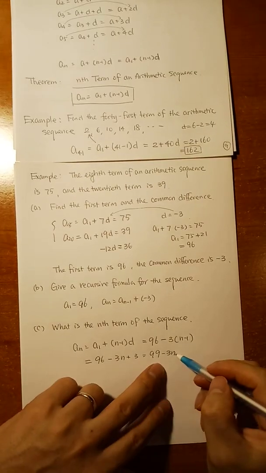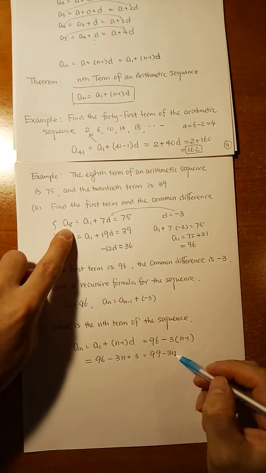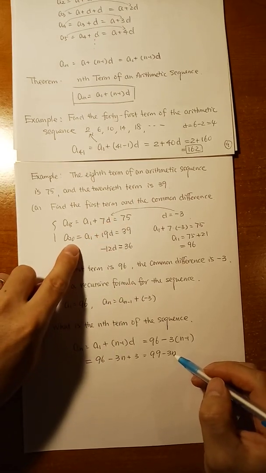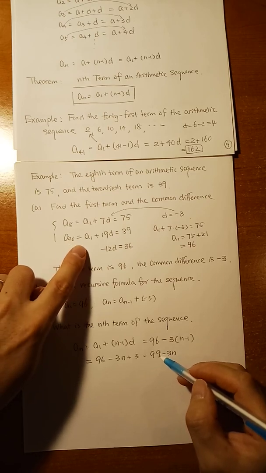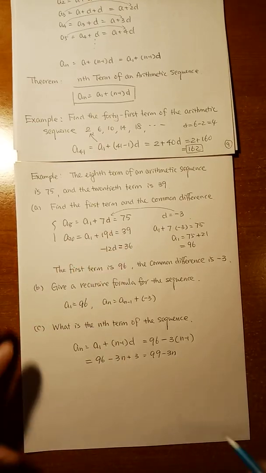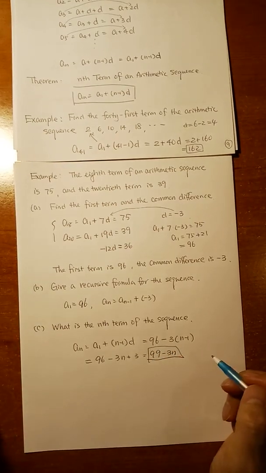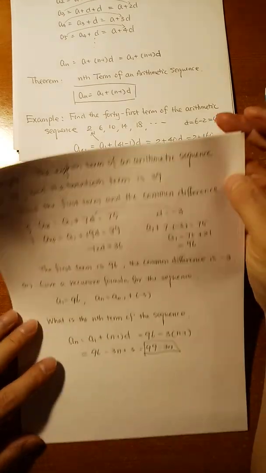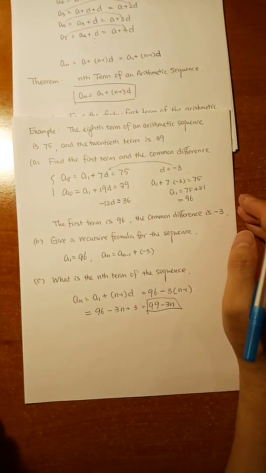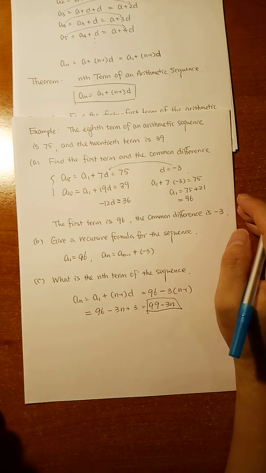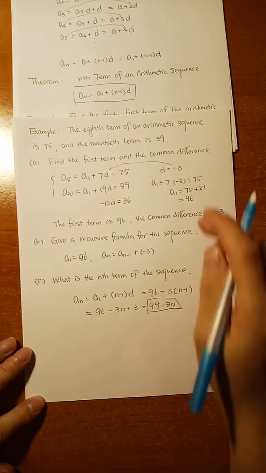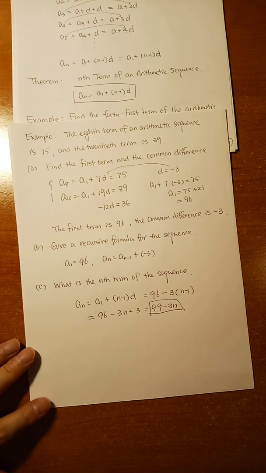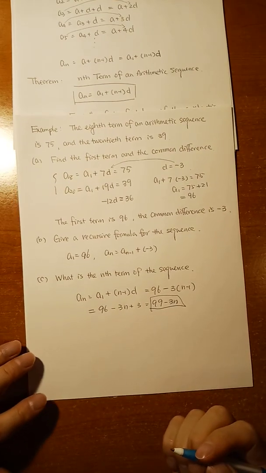So we can verify it. When n is 8, 3 times 8 is 24. 99 minus 24 is 75. When n is 20, 3 times 20 is 60. 99 minus 60 is 39. It is correct. So this is the answer. That's the examples related to the nth term formula for the arithmetic sequence.